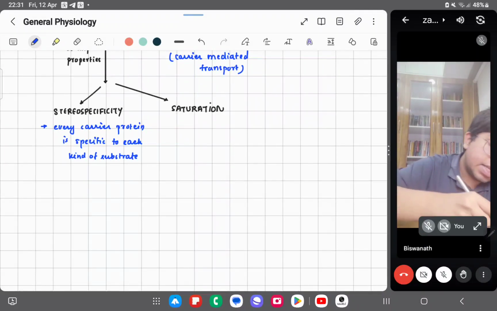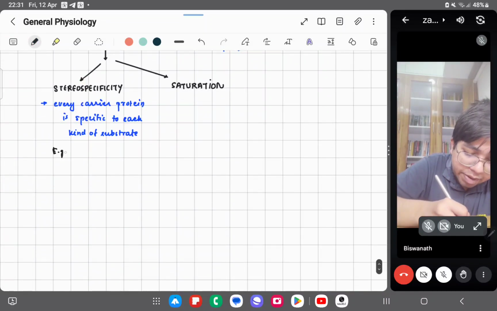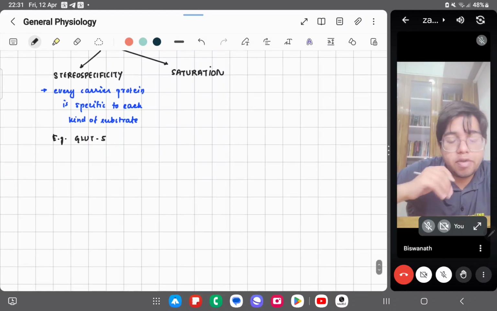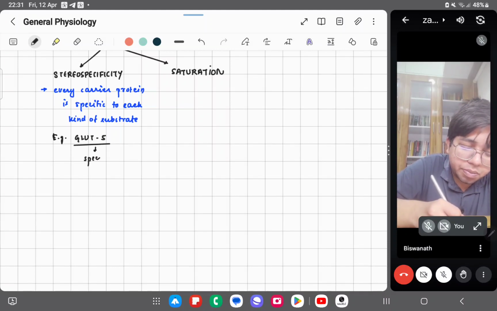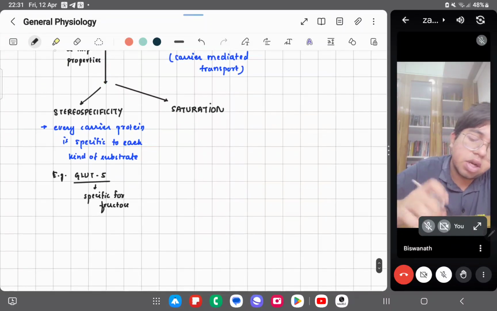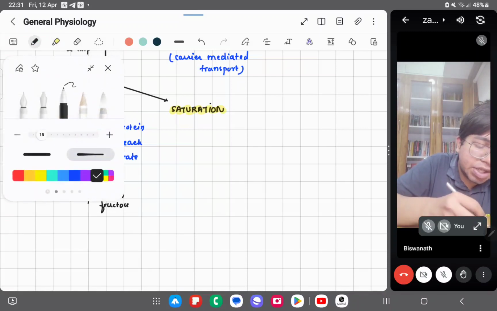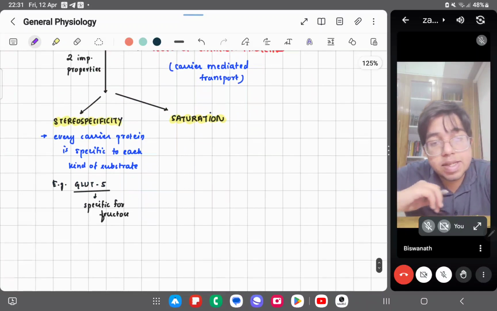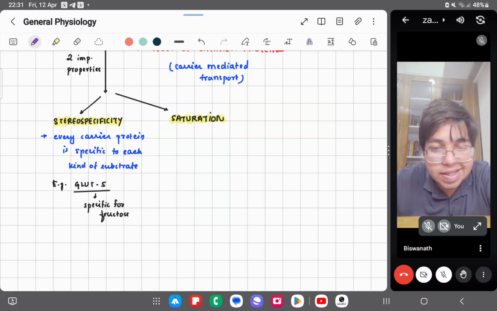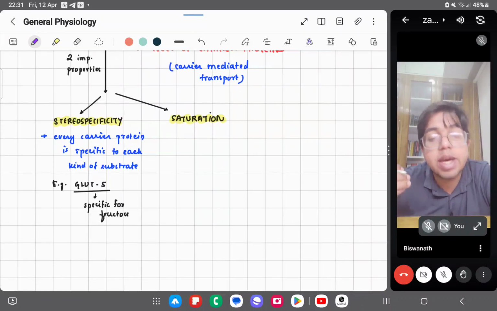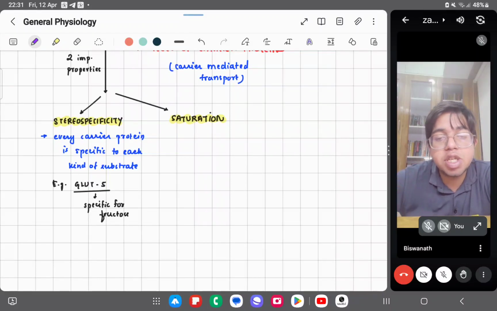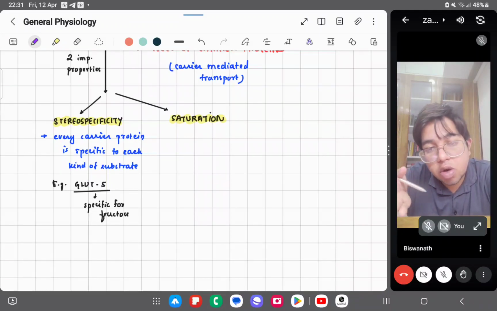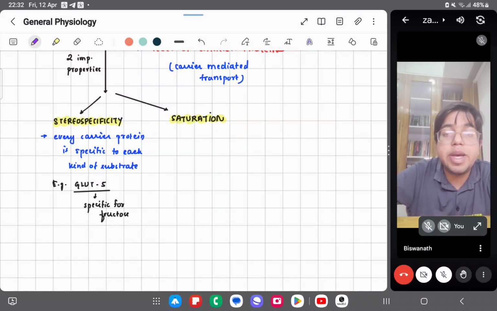Let's take the example of GLUT5. GLUT5, glucose transporter 5, where there are GLUT1, 2, 3, 4, and all. GLUT5 is specific for fructose. It will not bind to any other thing. This is about stereospecificity. Talking about saturation. What is saturation? These carrier proteins have a tendency to reach their maximum rate of transport, after which they will form a plateau. The rate of transport will remain constant. If you go on increasing the concentration gradient, at some point there will be a constancy in the rate of transport. Try to correlate what I am telling you, right?